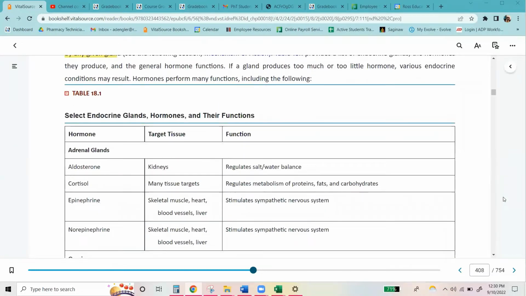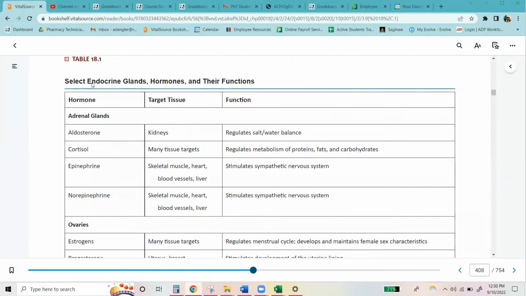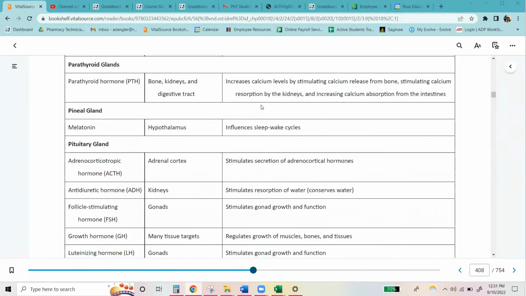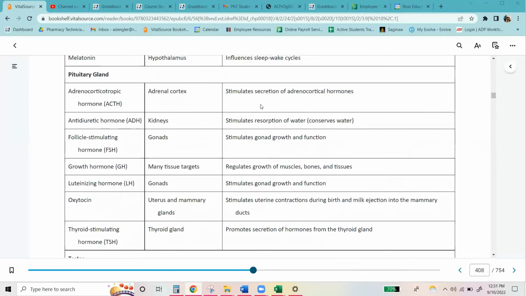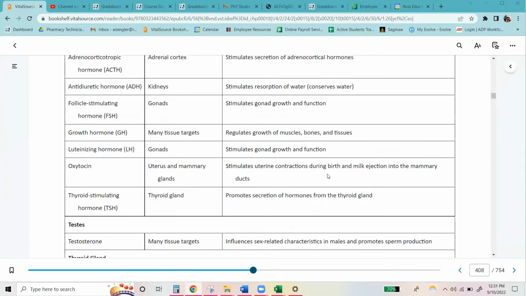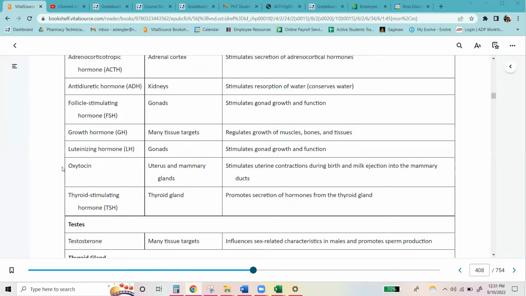Table 18.1 has select endocrine glands, their hormones, and their functions. So here are the hormones and target tissues, and then the function. Oxytocin is something that a lot of you might know about. It is used to stimulate uterine contractions during birth and milk ejection into the mammary ducts.